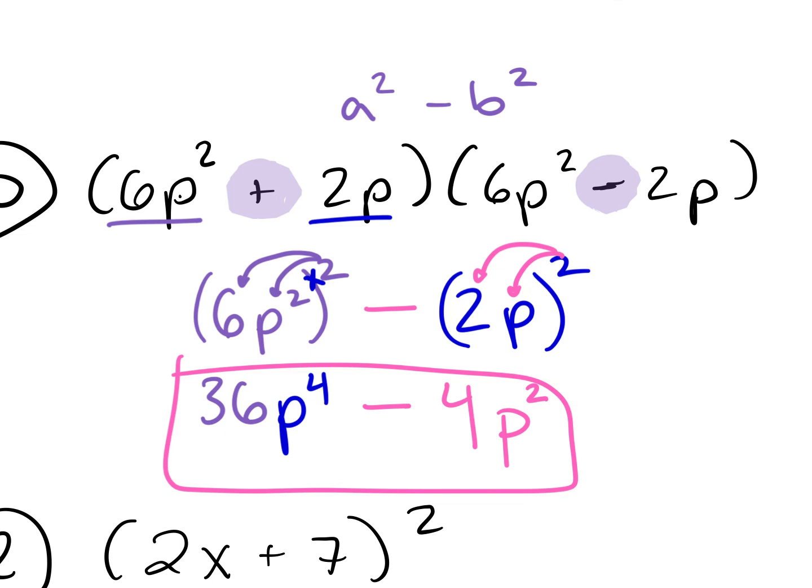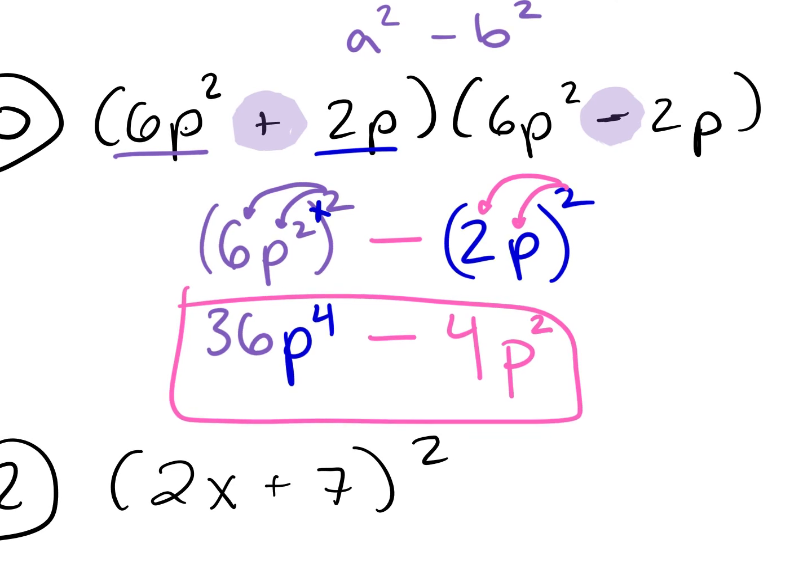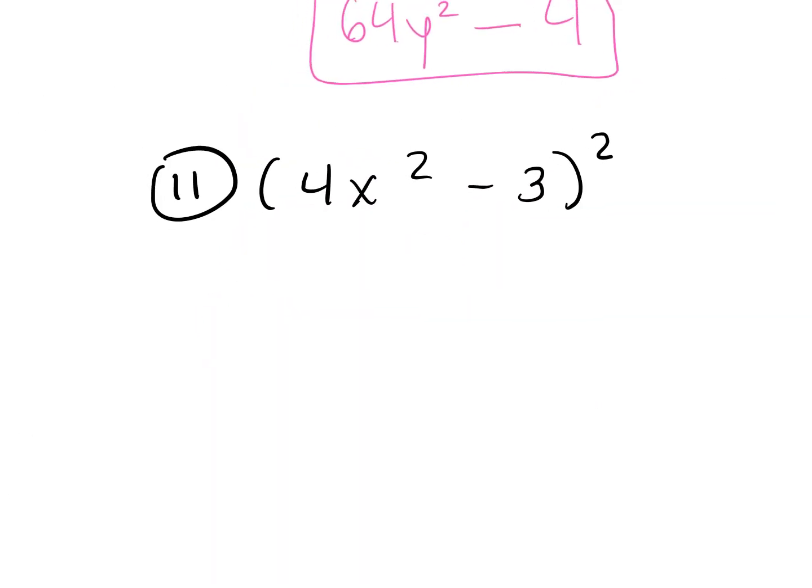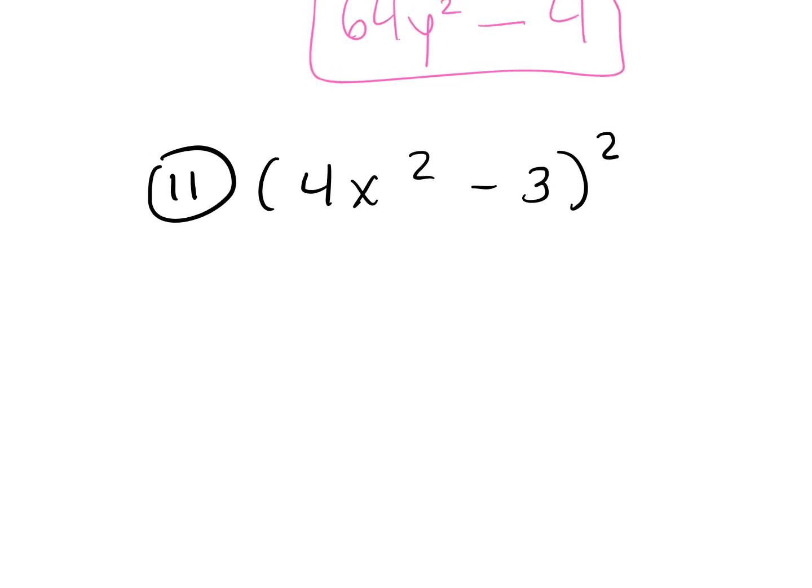So again, you could have FOILed this. If you FOILed it correctly, you should have gotten the same answer. So 11, I have another shortcut that I could use here. What's that shortcut? Perfect. A squared minus 2ab plus b squared. It's minus in the middle because it's minus in the middle here. So we could use this shortcut if we wanted to.